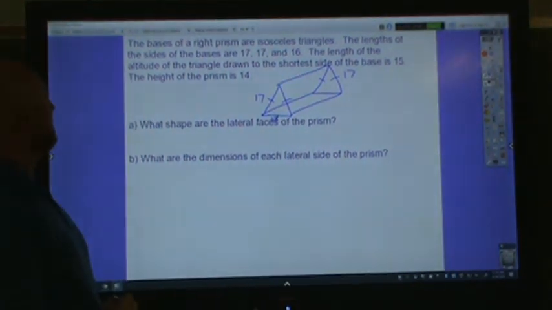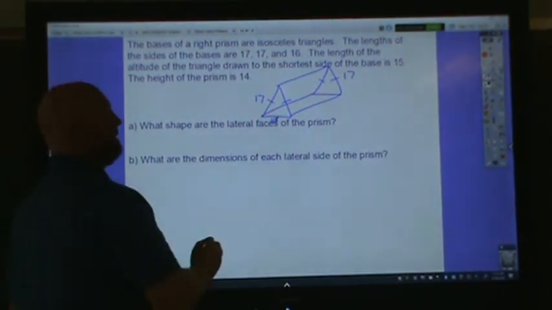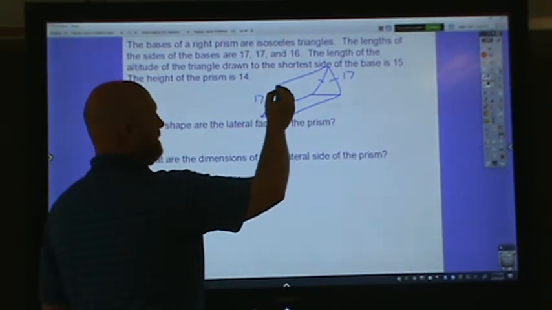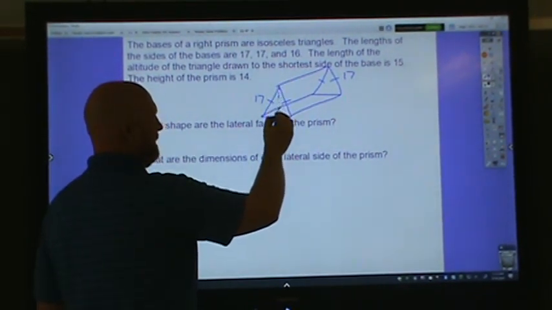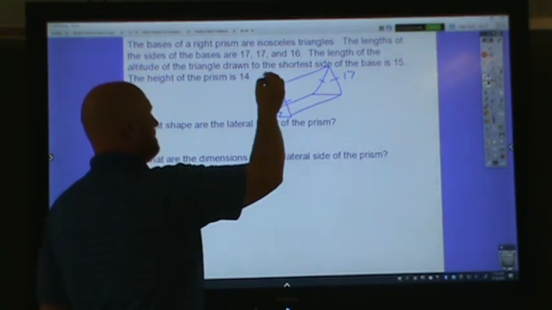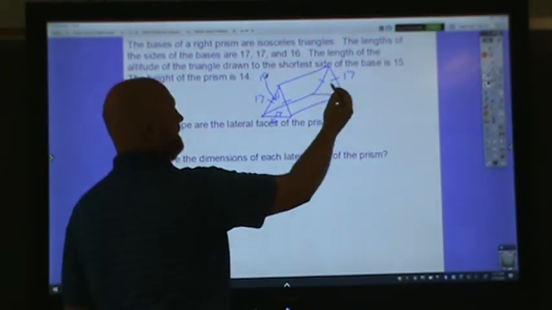It says the altitude drawn to the shortest side of the base is 15. So the altitude is going to go from the vertex to the shortest side, 16. So I'm going to drop in an altitude right here and make that 15. And then the height of the prism, that's the distance between the bases, that's 14.